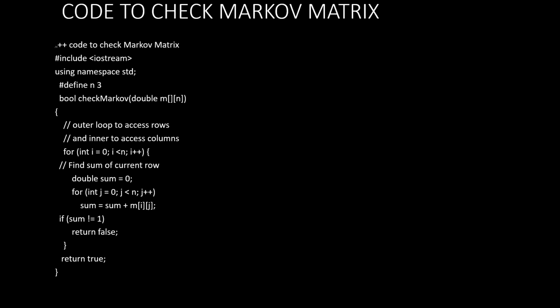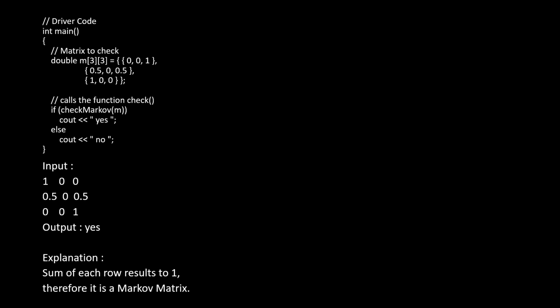This is the code to check whether a given matrix is a Markov matrix. This code is using C++. You can execute this code in any online C++ compiler. These are the variables to declare, and this is the code to check whether the matrix is a Markov matrix or not.